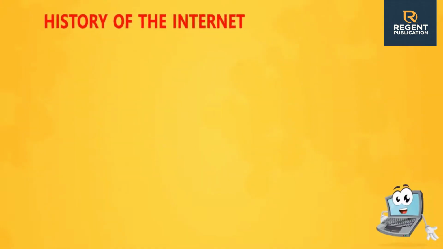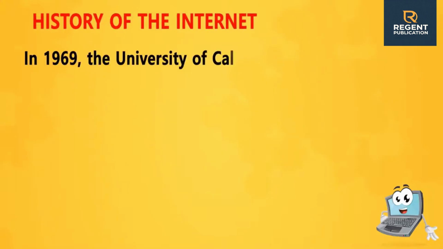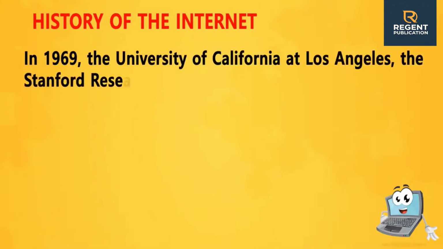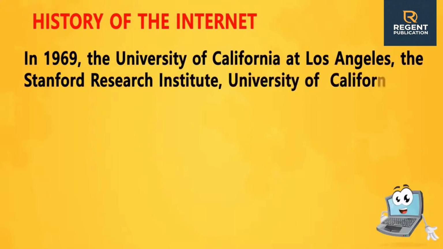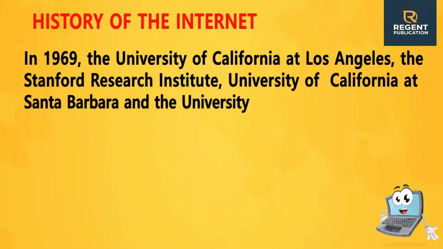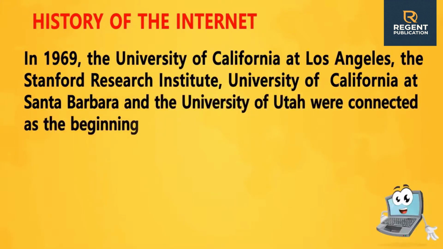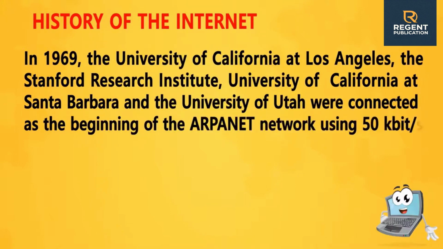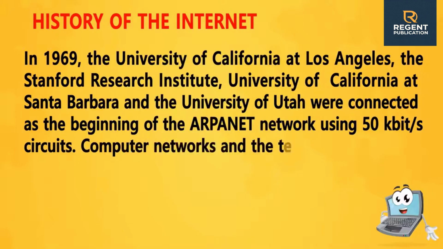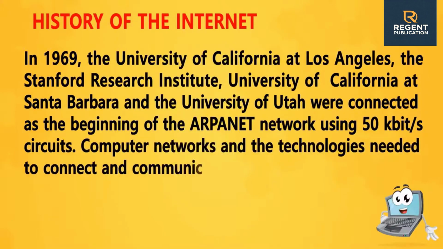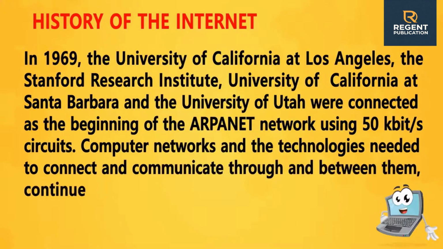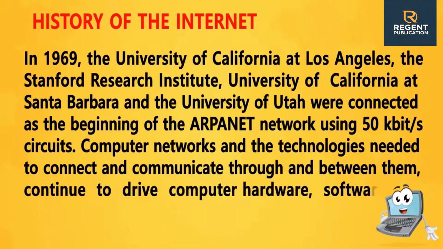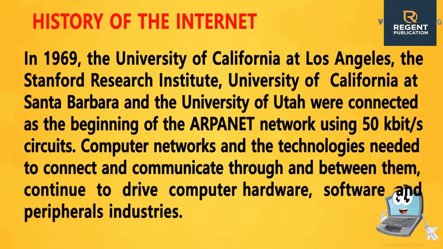History of the Internet. In 1969, the University of California at Los Angeles, the Stanford Research Institute, University of California at Santa Barbara, and the University of Utah were connected as the beginning of the ARPANET network. Using 50 kbit/s circuits, computer networks and the technologies needed to connect and communicate through and between them continue to drive computer hardware, software, and peripherals industries.